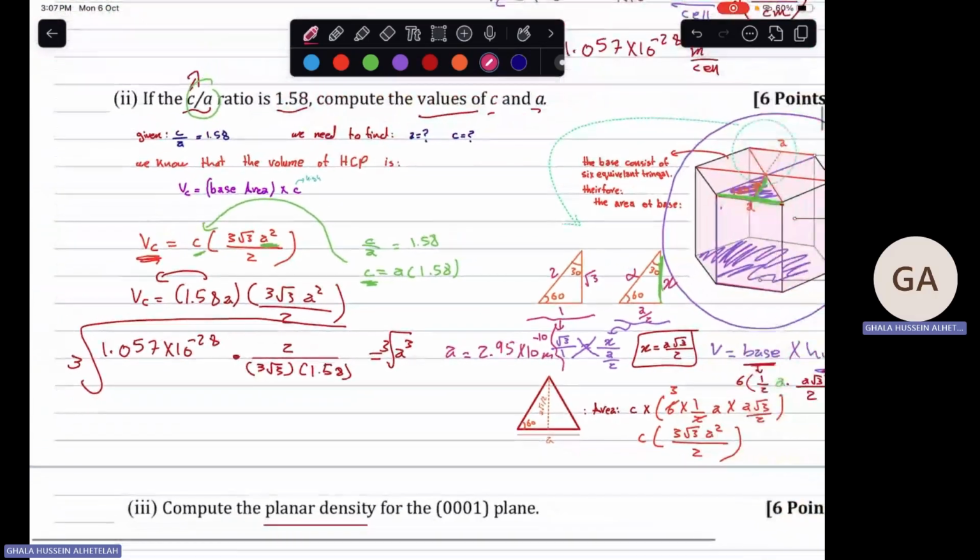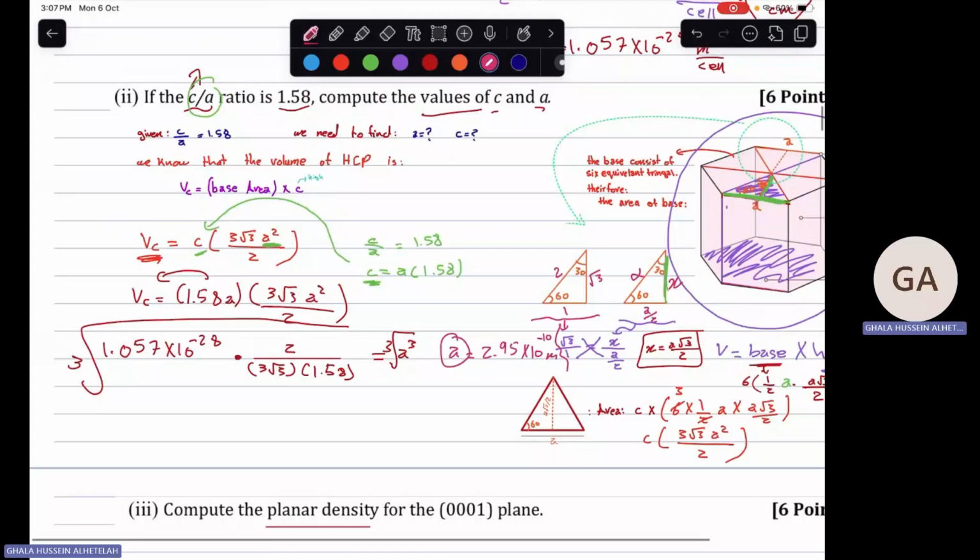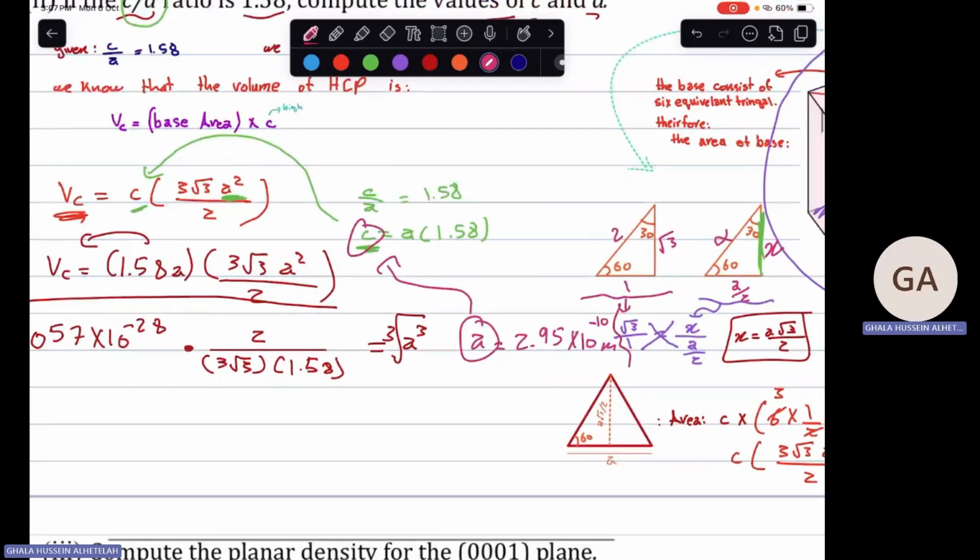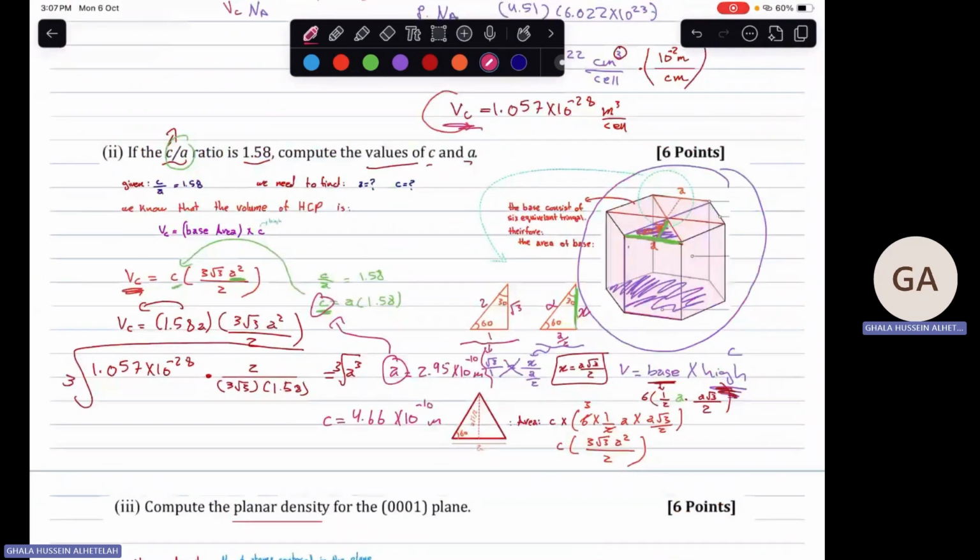You can plug the value of a in here and find the value for c, and you will get that c is equal to 4.66 multiplying by 10 to the power minus 10 meter, and you can also convert it to nanometers if he asks you to do that.